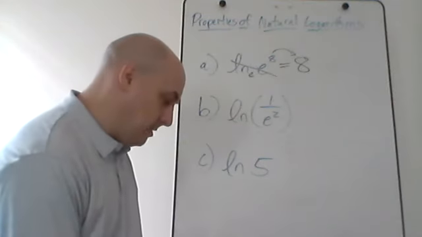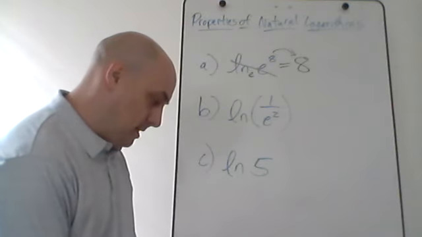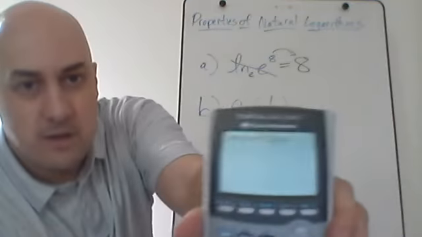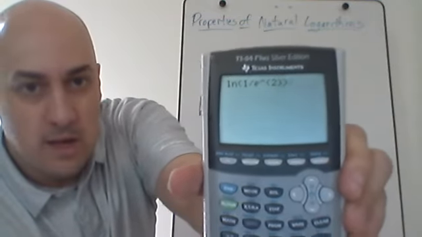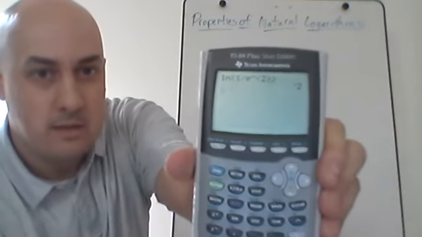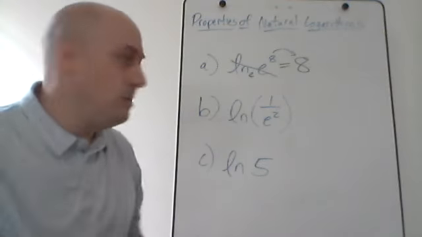Again, I can do this in my calculator. ln of 1 divided by e to the 2nd power, and close all these parentheses. If I do ln of 1 divided by e to the 2nd power, I get -2. So how could I figure that out without using the calculator?